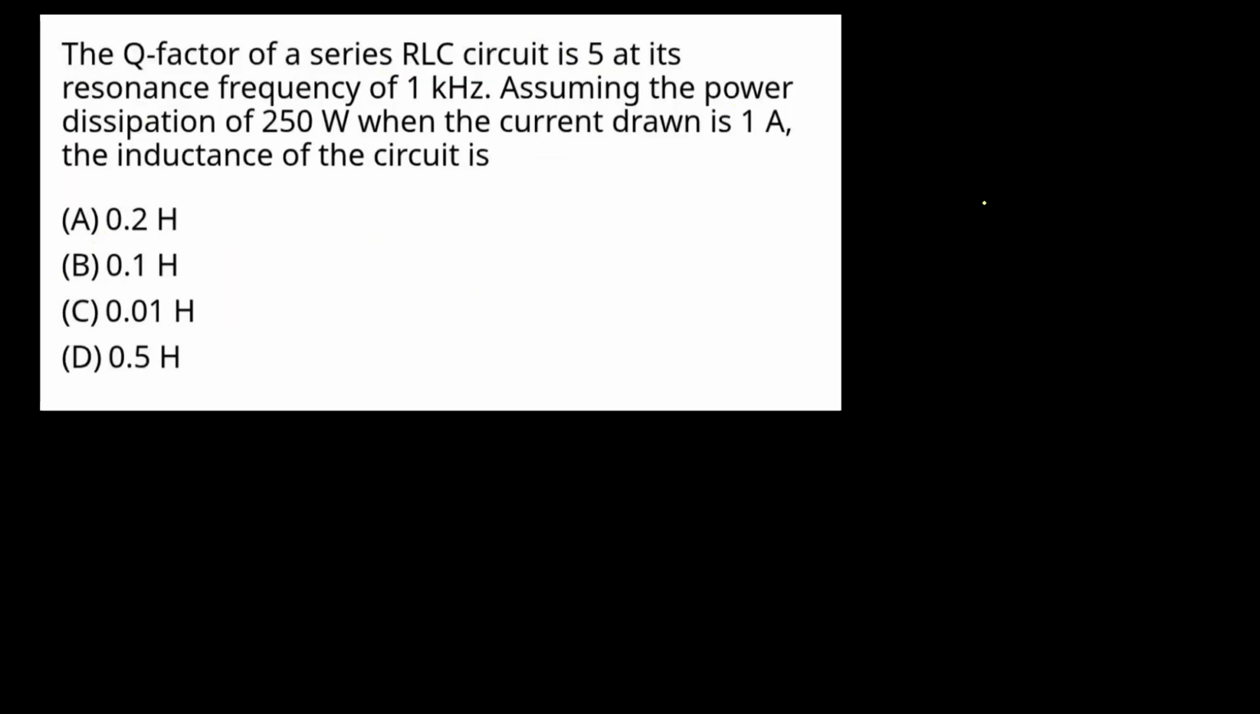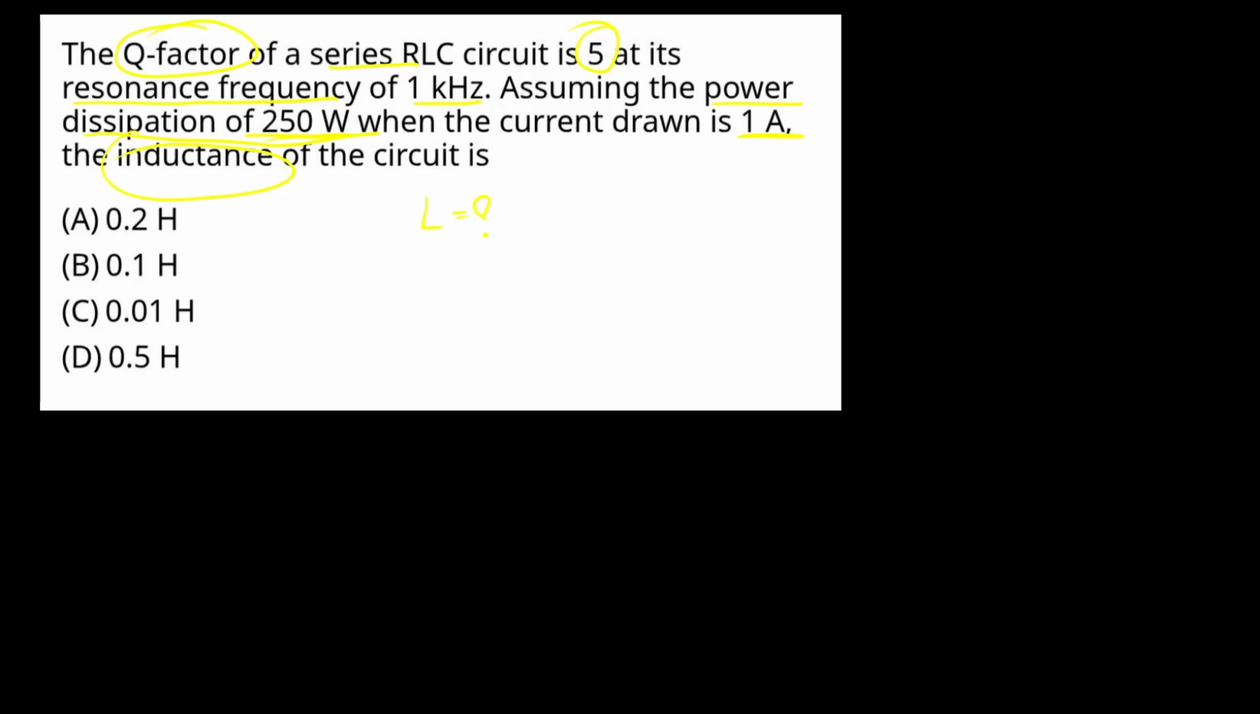Okay. Here you can see the question has given the Q factor of a series RLC circuit is 5. Its resonance frequency is 1 kilohertz and the power consumption, that is power dissipation, is 250 watts, and it takes a current of 1 ampere. What is the inductance of the circuit? We have to find the inductance.